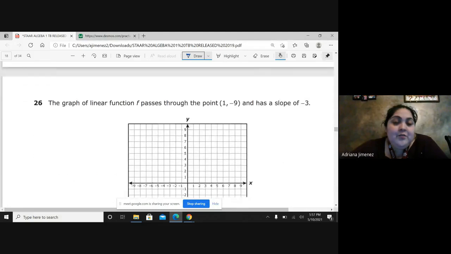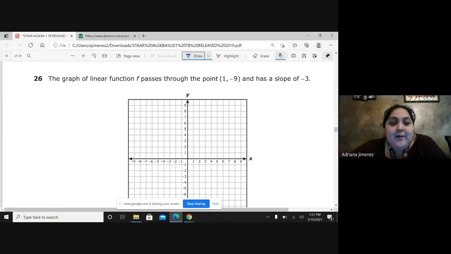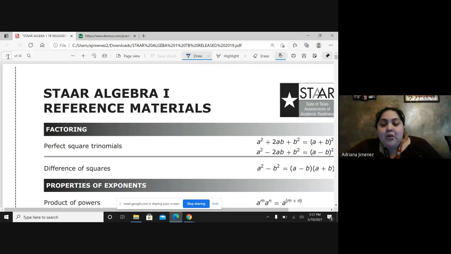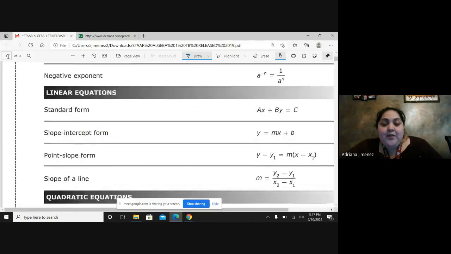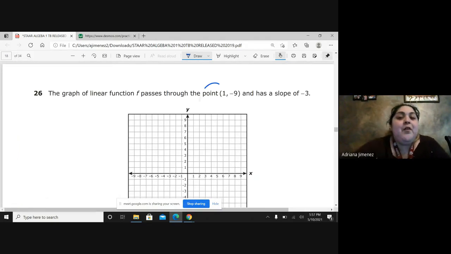Here we go to number 26. We're almost halfway there. It wants to know what the zero is. So we look at our formula chart, and we're looking for the point slope formula. Right here, y minus y1 is equal to m times x minus x1. So I go back to page 18. How do I know that's the formula I need to use? They gave me a point, and they literally gave me a slope.